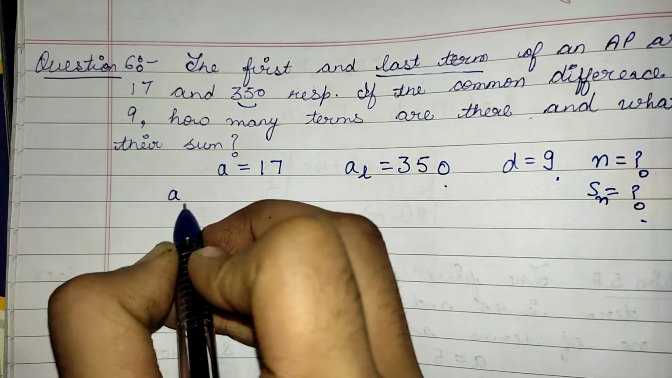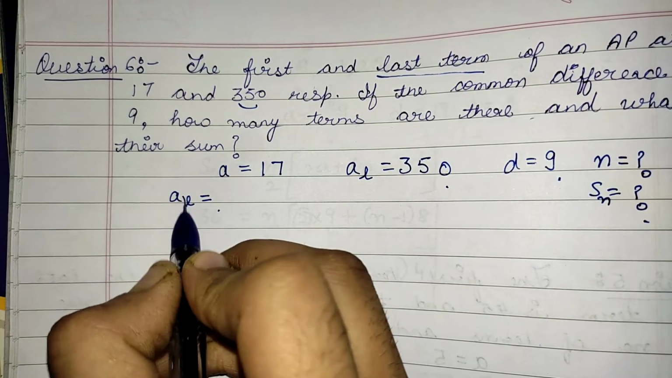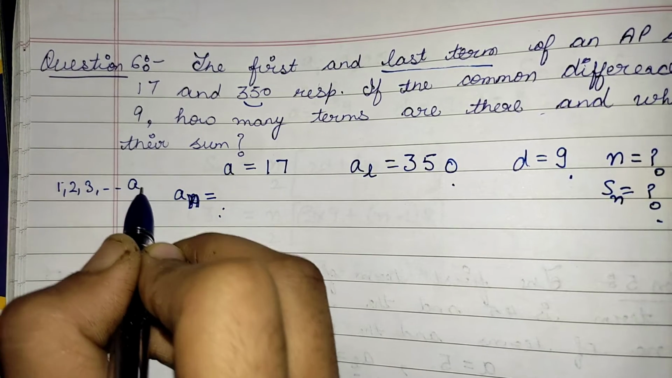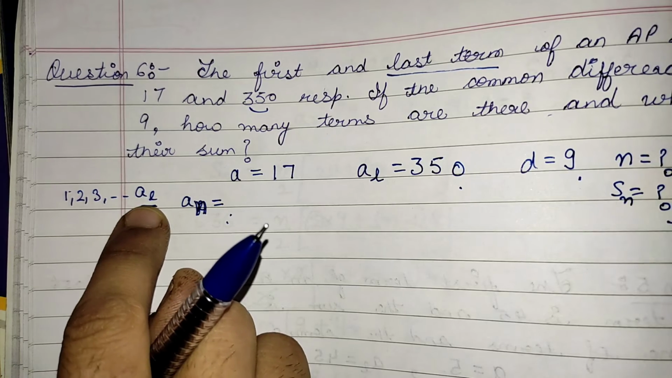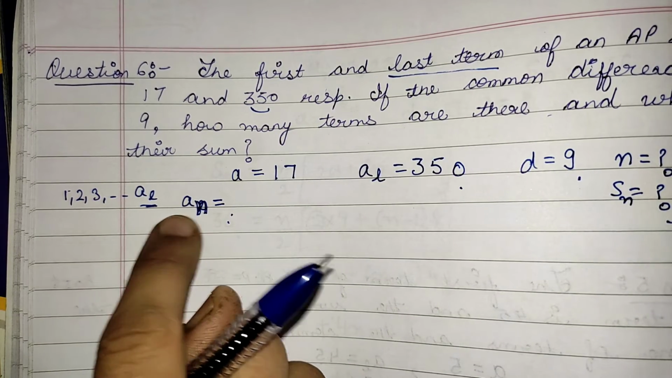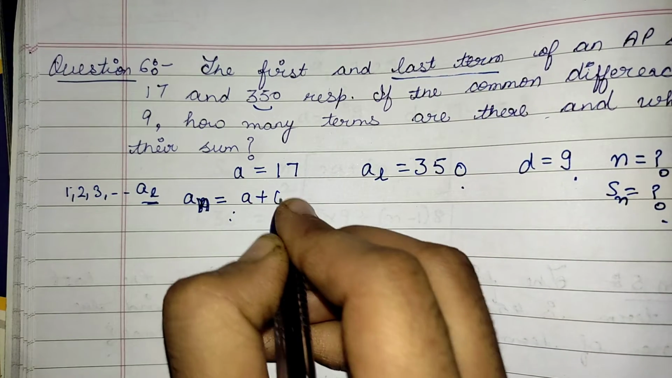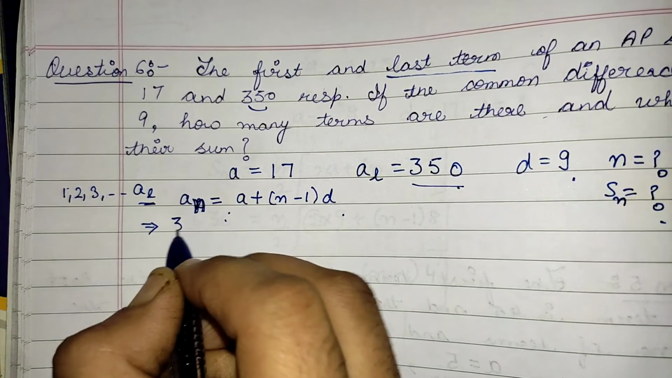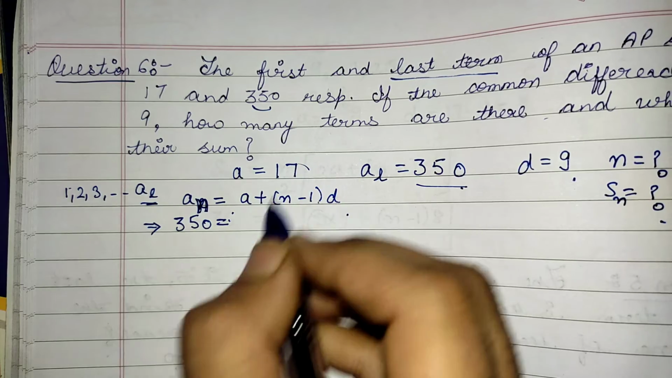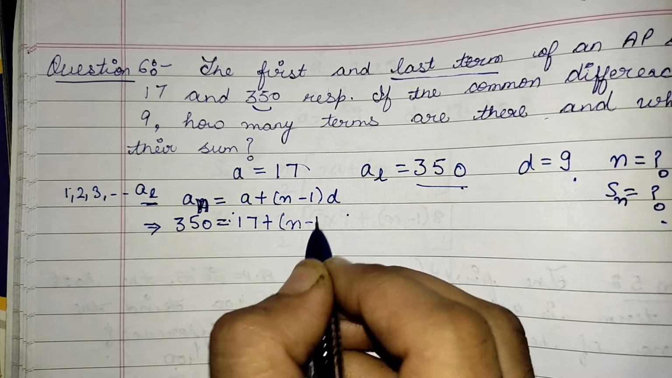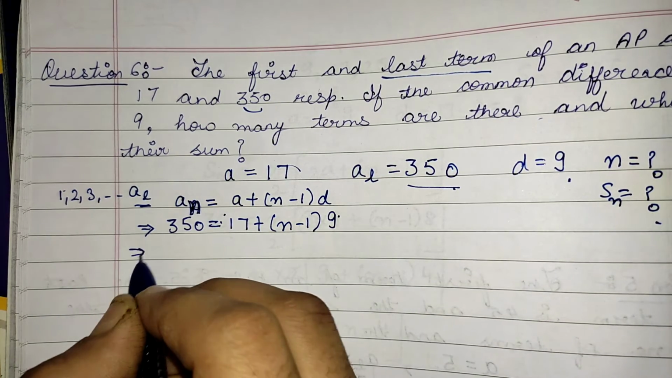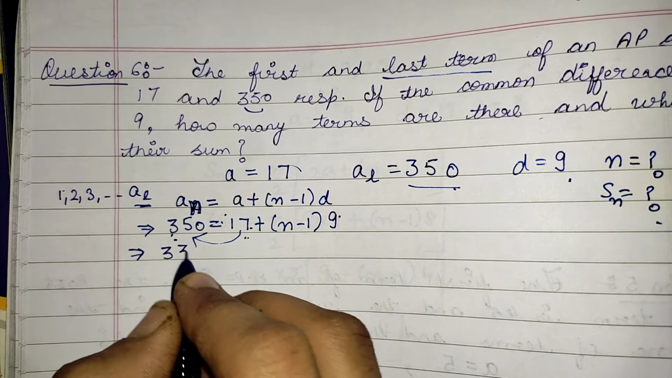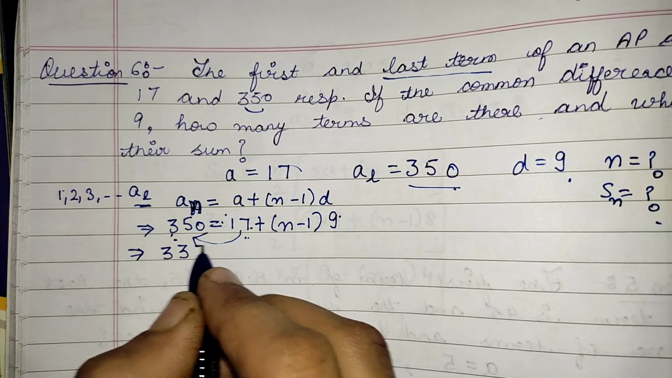So the same question again. Because this time the last term is given to us, I can use the same formula for a_l also, meaning the last term is also the nth term, any general term. So I can use the formula of a_n, which is equal to a plus (n minus 1) into d. So a_n is given to me as 350. a is my 17 plus (n minus 1) into d, and d is my 9. So this 17 will go to this side and it will be subtracted: 350 minus 17 is 333, so it will become equal to what? 330.